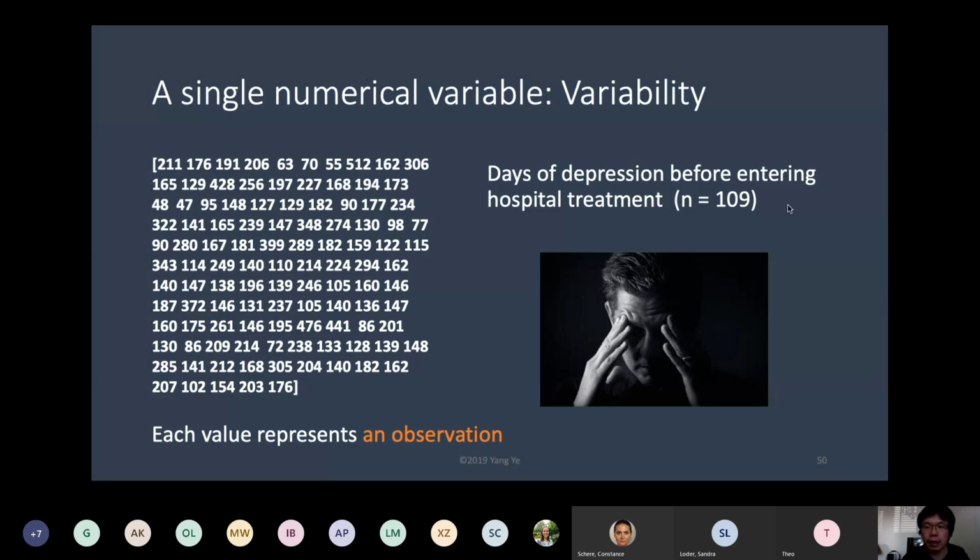that there's variation. There's variation in the sense that some people have longer days of depression before going to treatment, and some people have shorter days.